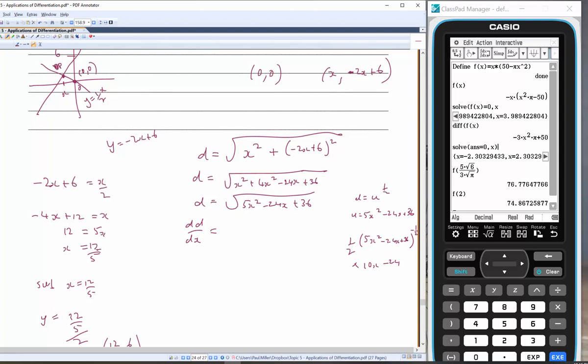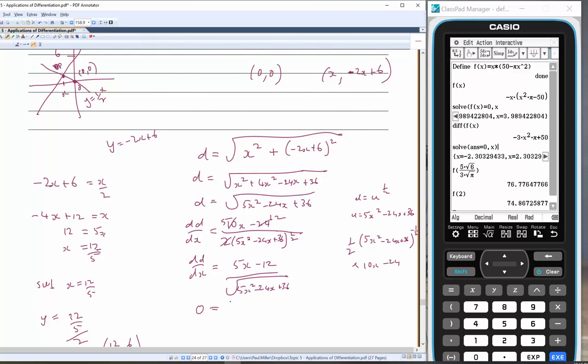Okay, so that's going to go in the numerator, in the denominator. Oh, this is brutal. Okay, 10x take away 24 over 2, 5x squared take away 24x plus 36 to the half. Make sure you extend that vinculum across. 1, 5, 12. Oop, I can sense it coming here. All right, so now dD/dx is equal to 5x take away 12 all over this thing here, root 5x squared take away 24x plus 36.